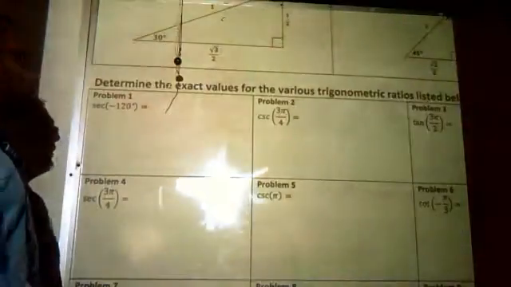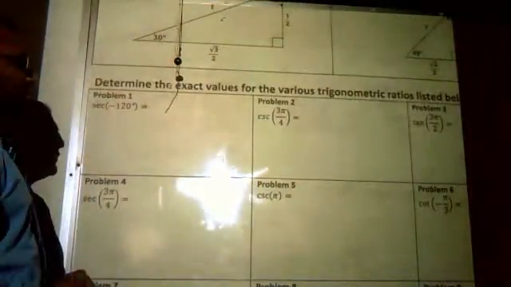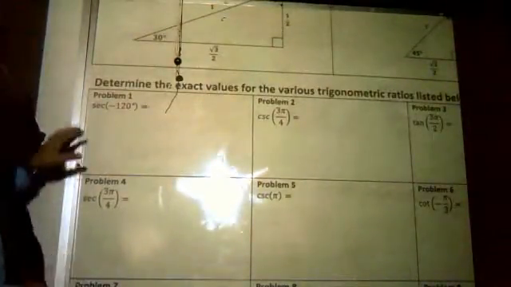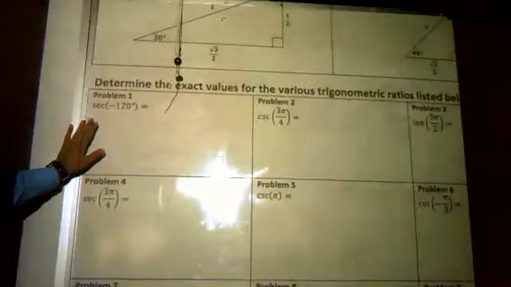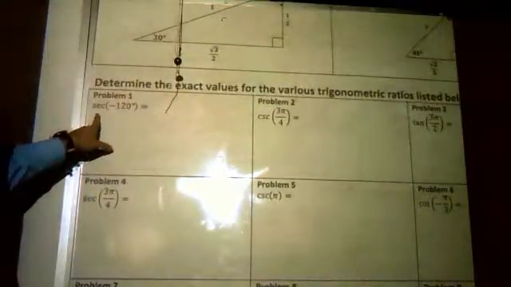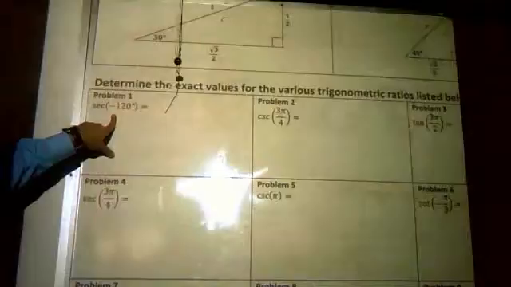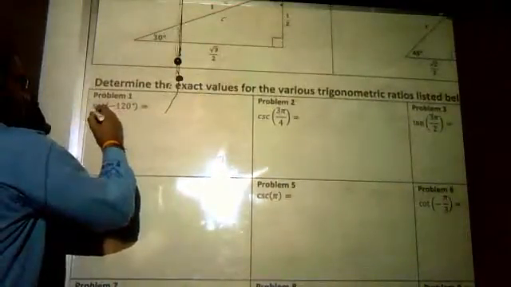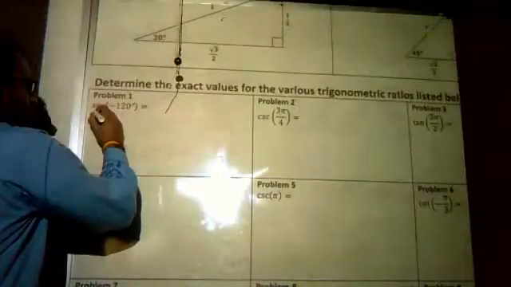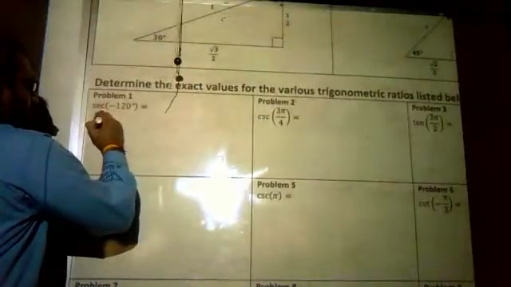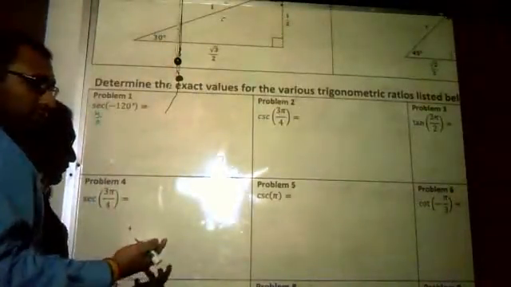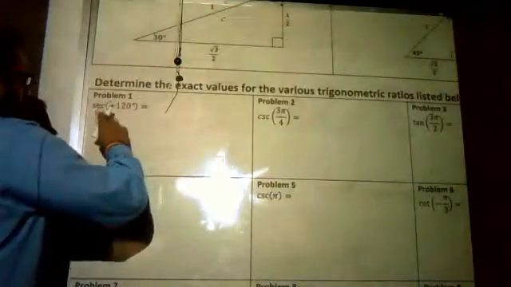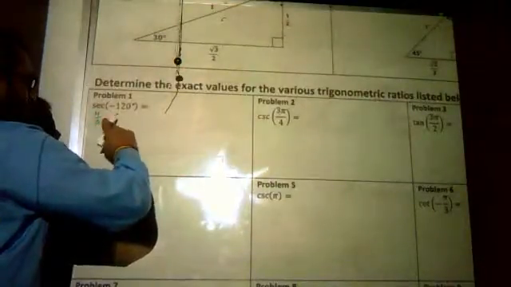Alright, so the first problem, this is from section 1. Problem number 1 from section 1. Well, we're asked to find the secant of negative 120 degrees. Well, we know that the definition of secant is hypotenuse over adjacent. Okay, good. So hypotenuse over adjacent is secant.